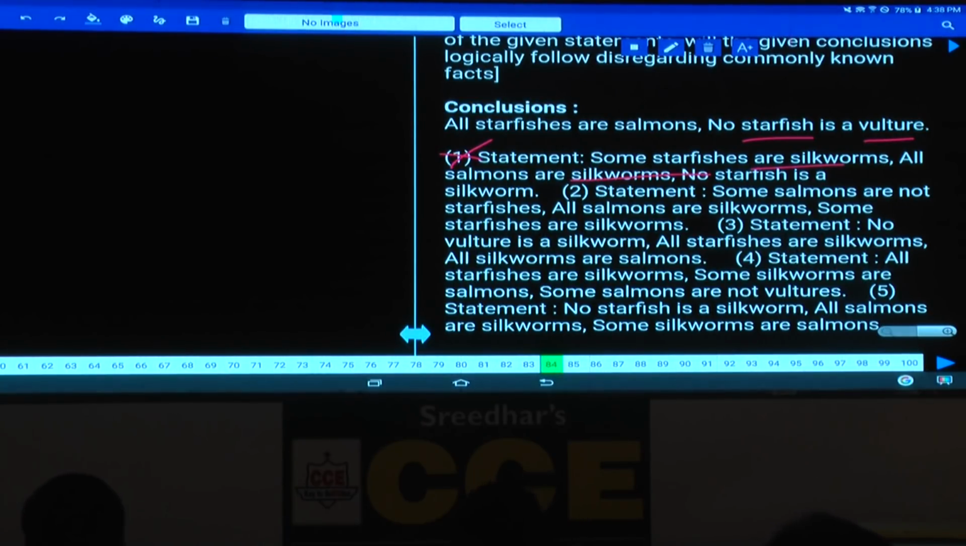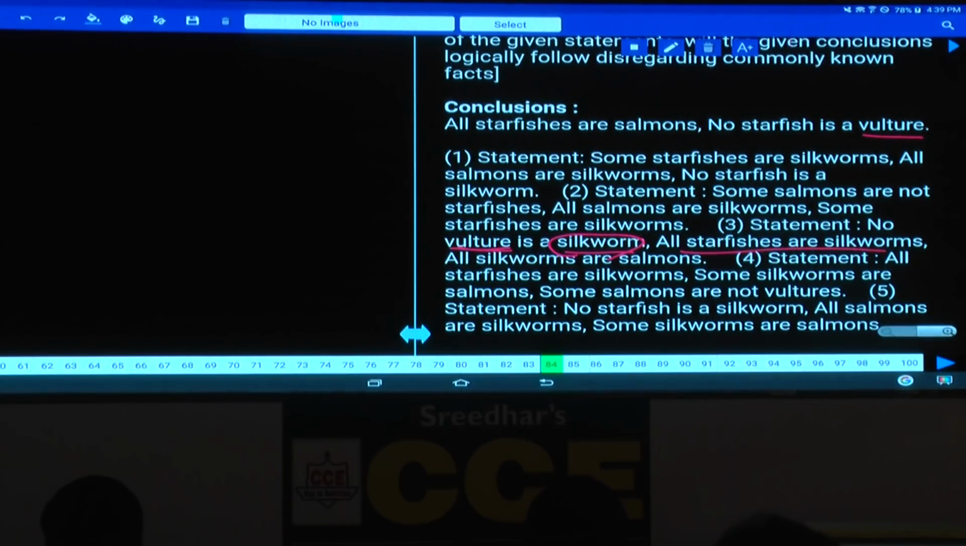Second one, salmon, not starfish, salmon, silkworms, and so on. Choice 2 is also ruled out because vulture is not there. And in choice 3, no vulture is silkworm. Now vulture is silkworm is there, isn't it? Now I am checking this one. Then no vulture is silkworm. Here vulture is present. Here also vulture is present. Vulture must be in the conclusion. Now the silkworm should go and starfish should come. Now the statement between starfish and silkworm. Is there any statement? Yes, this is the statement.